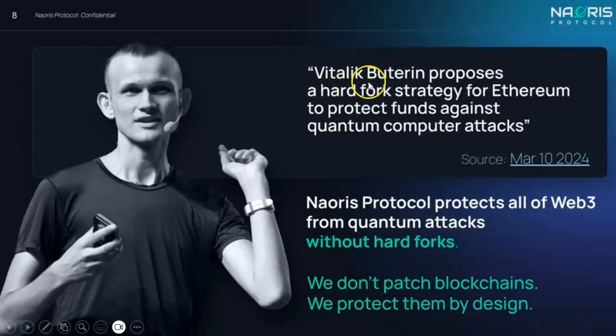Ethereum. Vitalik Buterin proposes a hard fork strategy for Ethereum to protect the funds against quantum computer attack. Exactly. Now look at it. This guy is already talking about the quantum technology that's coming, which is something that is very scary when it comes to blockchain. If what a quantum computer can do is allowed to get into blockchain, that means all the money we have in the blockchain is not safe. All right.